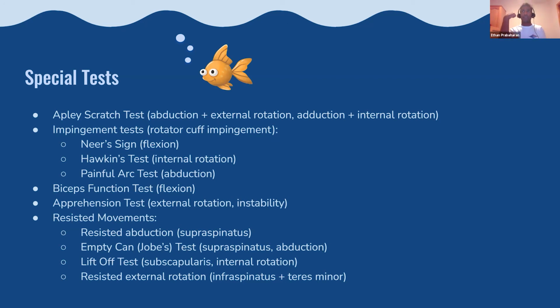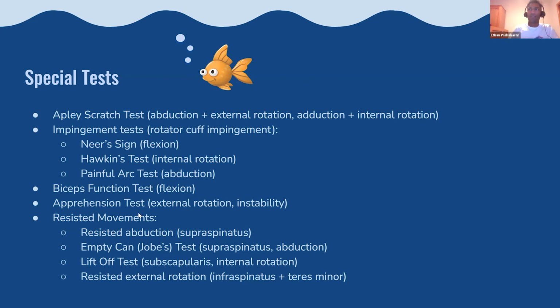Biceps function test, again, you're just flexing the biceps against resistance there. Apprehension test, external rotation and looks for shoulder instability. I think you can also call this one the stop sign test, because your hand is in a stop sign and you stabilize the shoulder and push this hand back, which is the external rotation side of things.